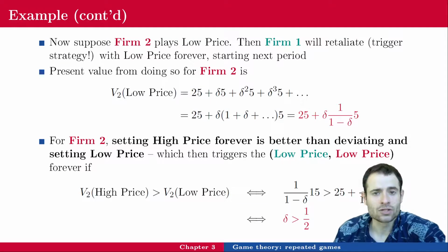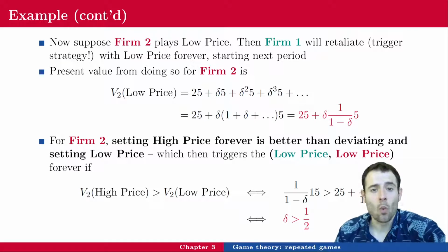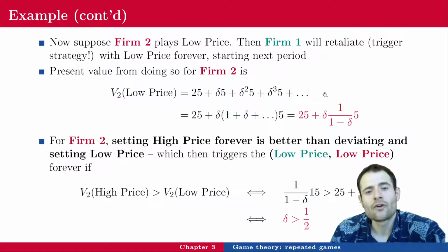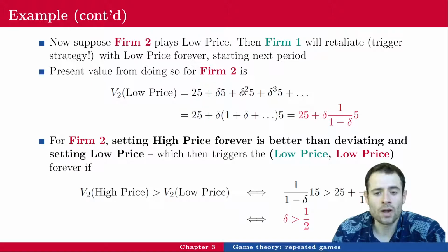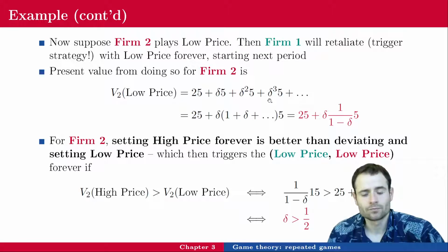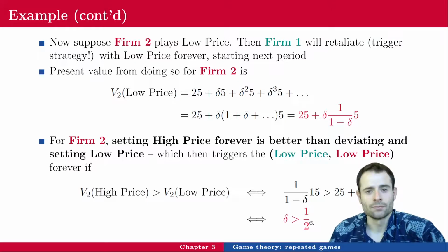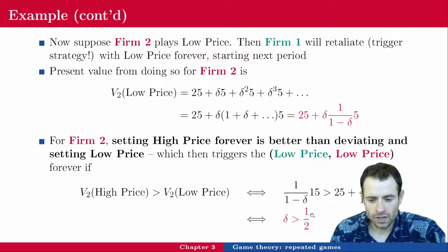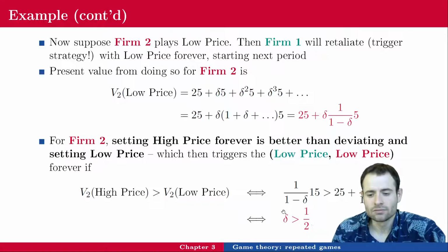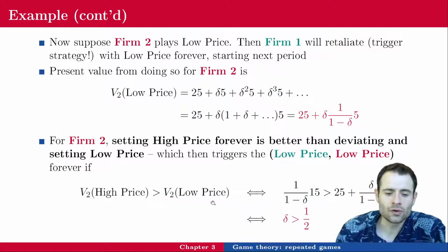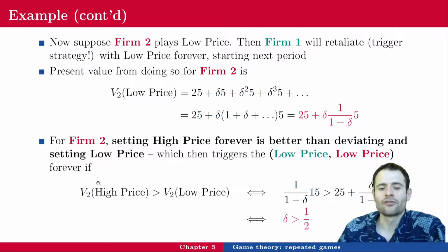Only today's payoff matters. When delta is actually equal to 1, the highest value, then you would end up with 25 plus 5 plus 5 plus 5 forever. Because delta would be equal to 1, so 1 squared is 1, 1 to the power of 3 is 1, and so on. So when delta is big, it means the future is valued. You care. In here, it says that when delta is big enough, so when we care enough about the future, when firm 2 cares enough, firm 2 prefers to play high price, which is, prefers to cooperate.